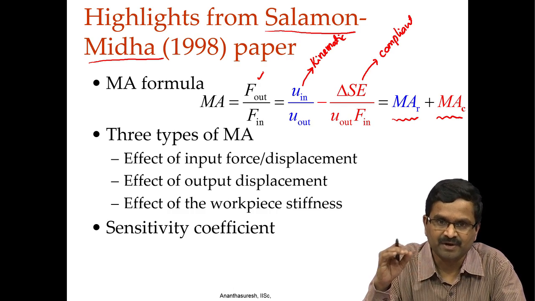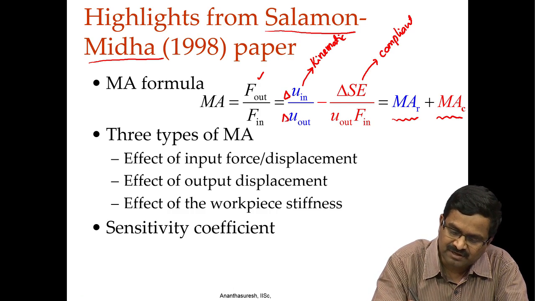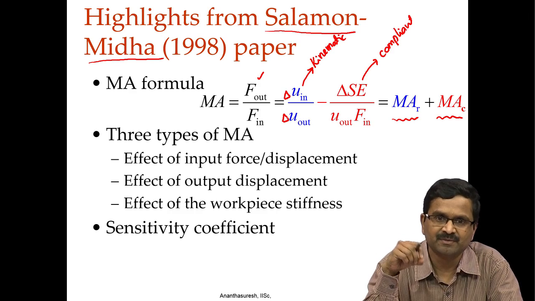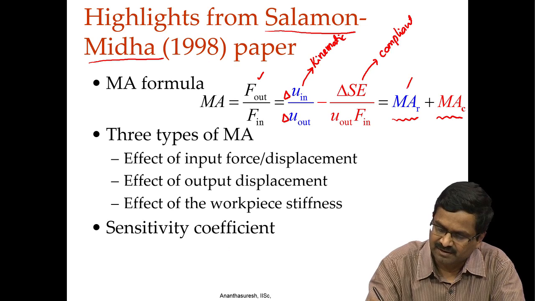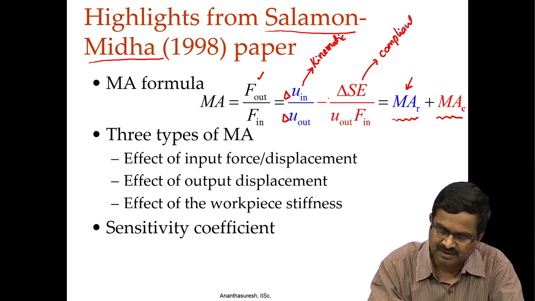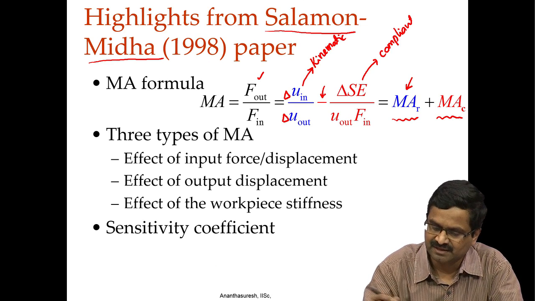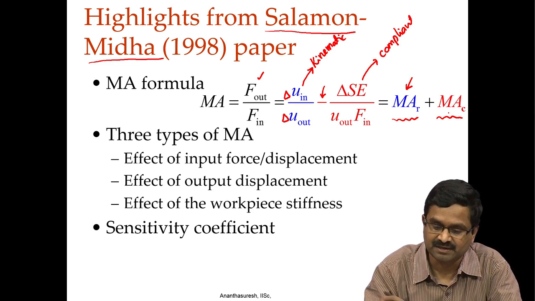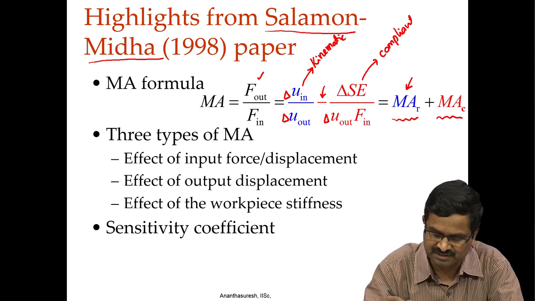Intrinsically there is some kinematic behavior, which is captured as delta u in by delta u out, not u in by u out, that is, incremental change in the input displacement divided by incremental change in the output displacement. That is the rigid or kinematic part. The other one, including the minus sign, which is something we need to notice, is MAC, the compliant or the elastic part. Delta change in strain energy, this is also delta u out if you refer to the previous lecture, and then F in, the input force.